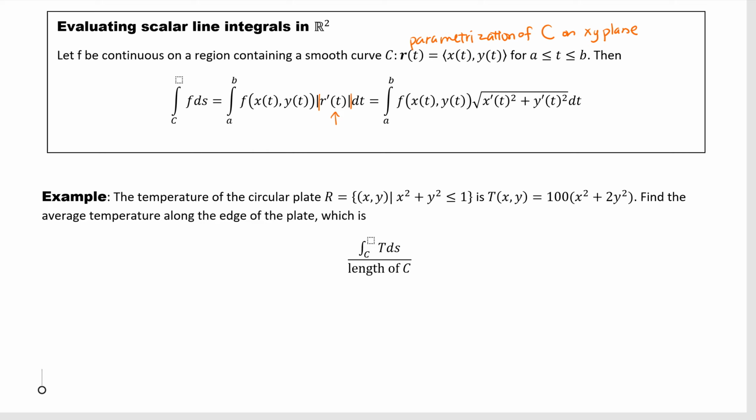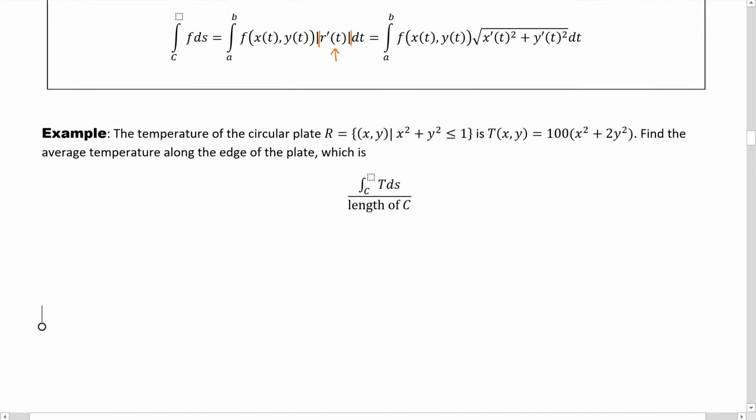Okay, so let's look at the following example. The temperature of the circular plate R equals the set of x y with x squared plus y squared less than or equal to 1 is T of x, y equals, so this is a temperature function on the circular plate. This is a circle with radius 1 and center at the origin. Find the average temperature along the edge of the plate.